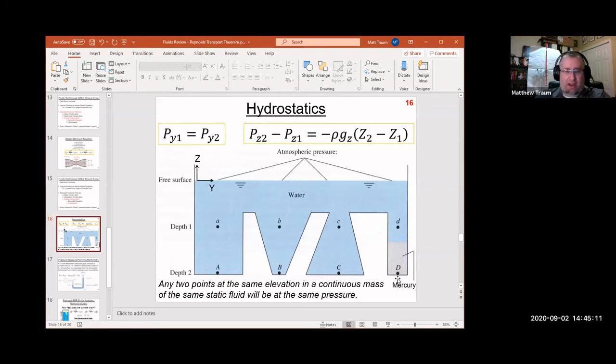Station D is different because D is in mercury, and so we have a discontinuity between the liquid water and the liquid mercury. D is going to experience a higher hydrostatic pressure than capital A, B, and C, and that's because there's a discontinuity in the fluid there.